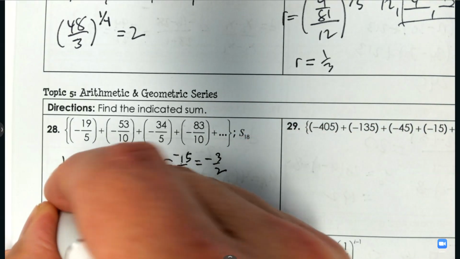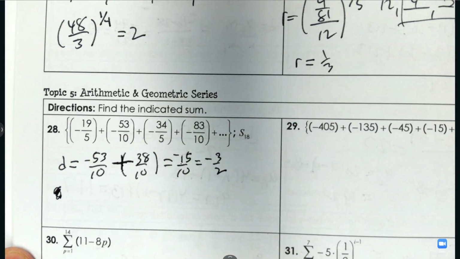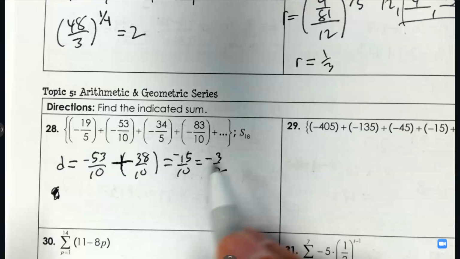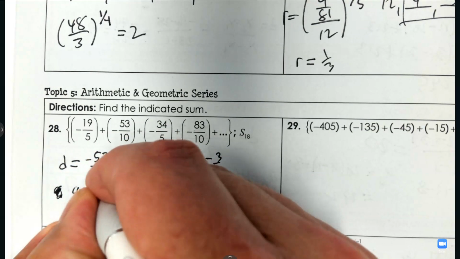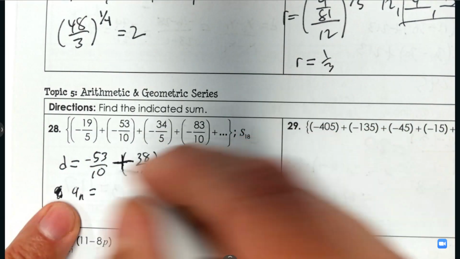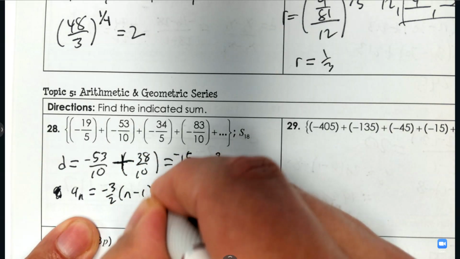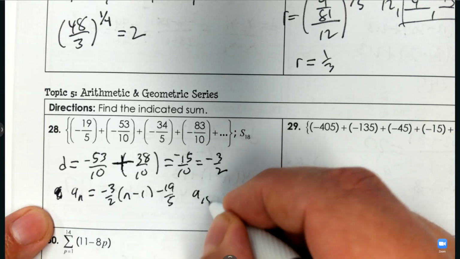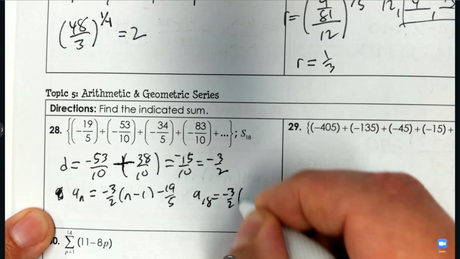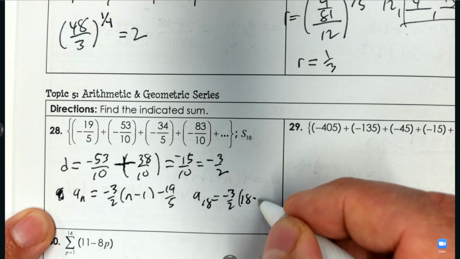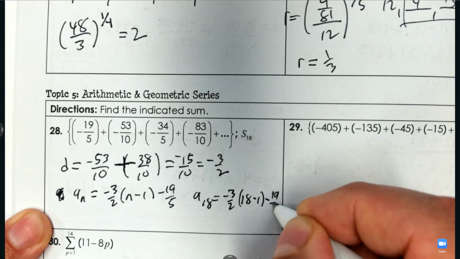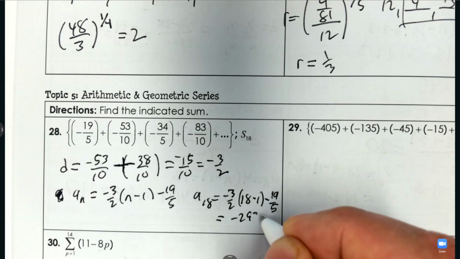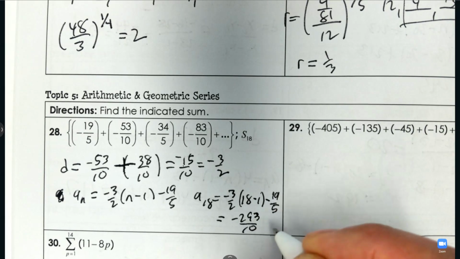So the formula to add this up, I need to know the first number, I need to know the last number, and how many numbers I have. So I don't know the last one. So I need a formula to find the last number in the pattern. So I'm going to take d, n minus 1, and minus 19 over 5, and then I'm going to look for the last number in the pattern, which is 18. These are obnoxious numbers that won't be on the exam, just to let you know. So I'm going to help you through it. So if we did this, that's negative 293 over 10, and then the formula.